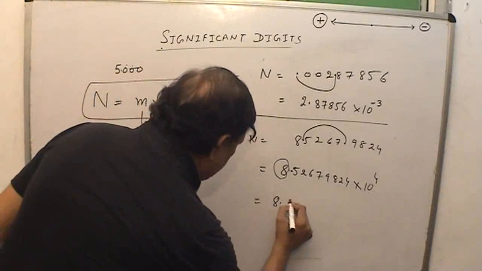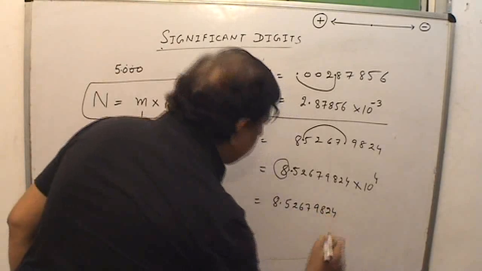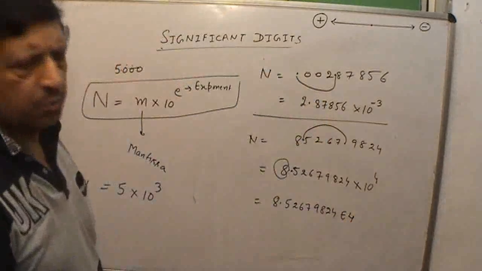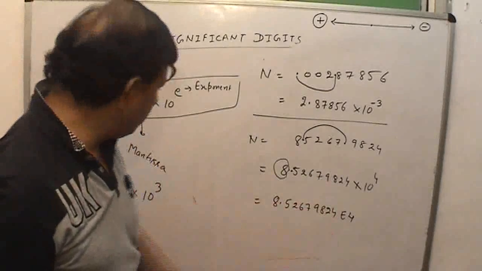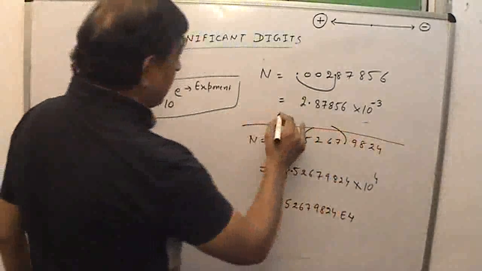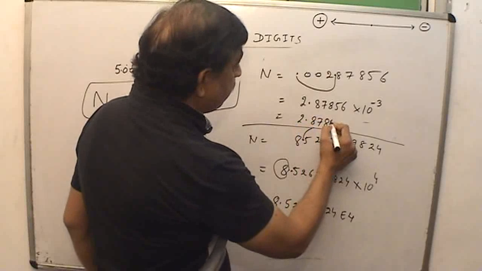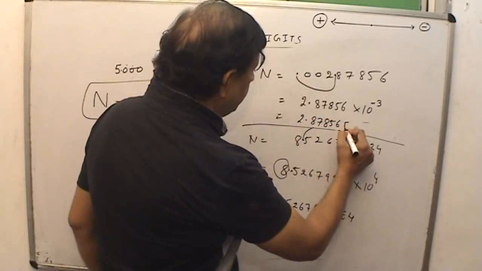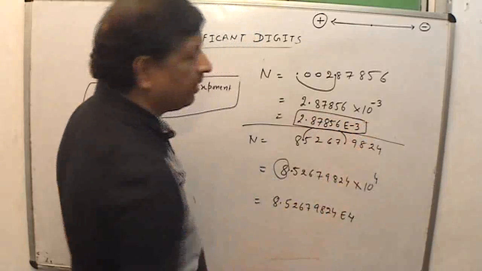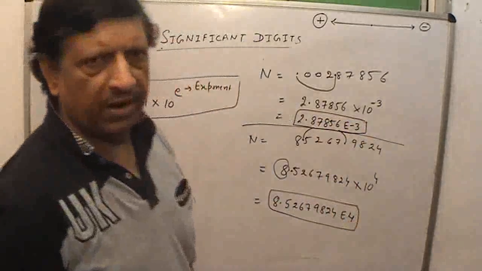Write this: 8.52679824 E4. E stands for exponent. Sometimes the figure is written in this way. If it is negative, we can represent this negative exponent like this: 2.87856 E-3. It is the presentation of a negative exponent, and the earlier one is the presentation of a positive exponent.